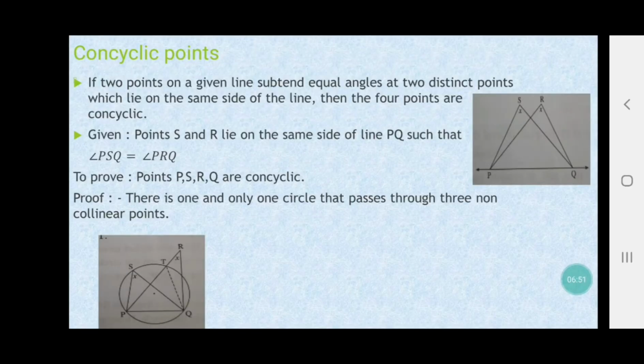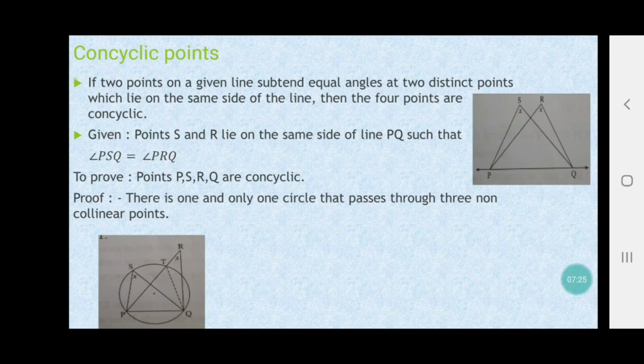Concyclic points. If two points on the given line subtend equal angles at two distinct points which lie on the same side of the line, then the four points are known as concyclic. Here one line is given. Now from this line, these angles are drawn, that is angle PSQ and angle PRQ. Both are equal in measure.